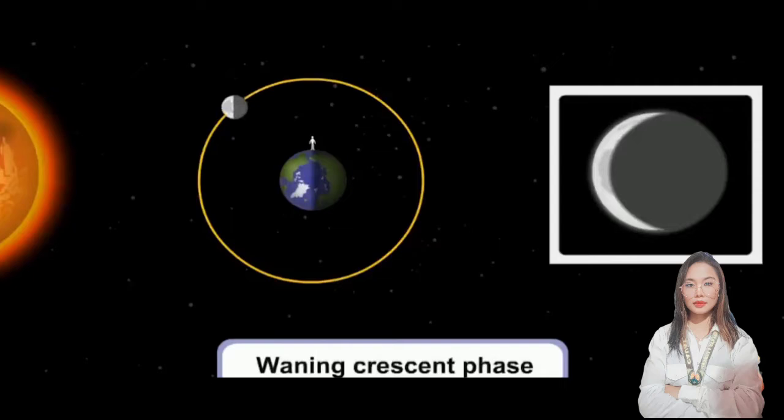During the waning crescent phase, the moon looks like a crescent. This moon signals the beginning of a new cycle and means that you will see the new moon in a few days.